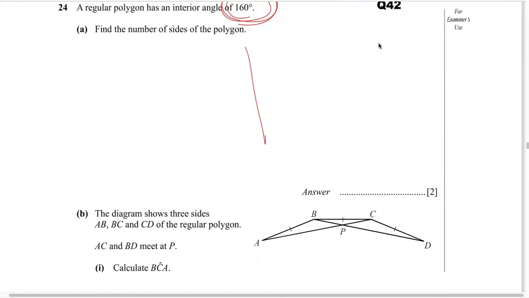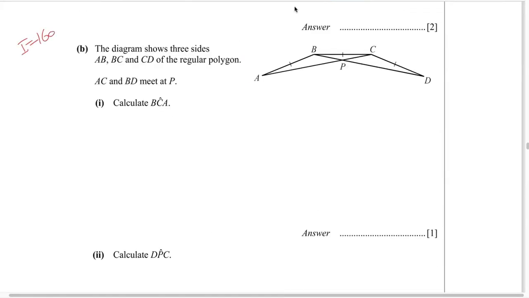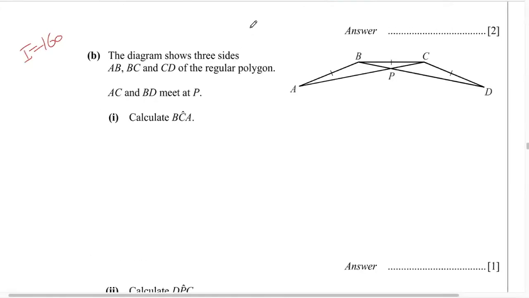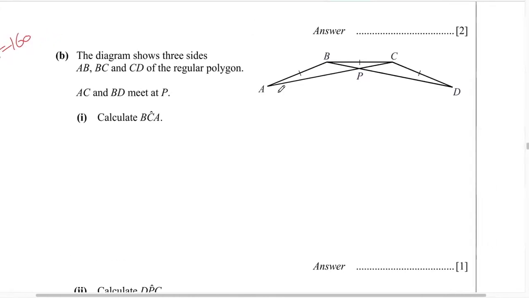AB, BC, CD of 160. Interior is equal to 160 degrees. And using the data, we need to solve this. Calculate BCA.